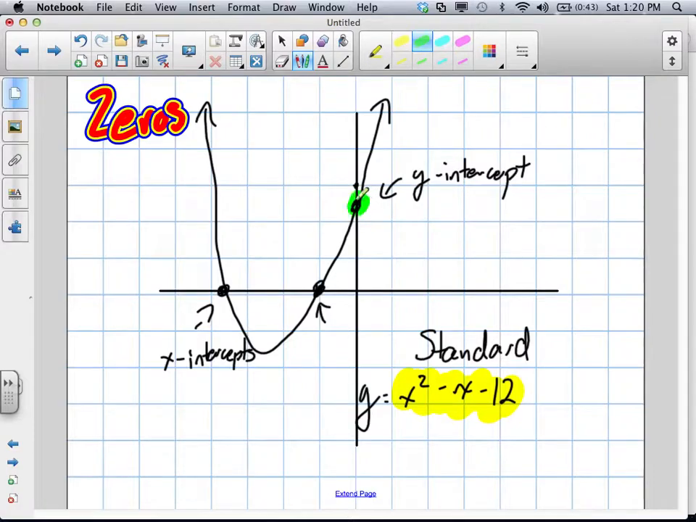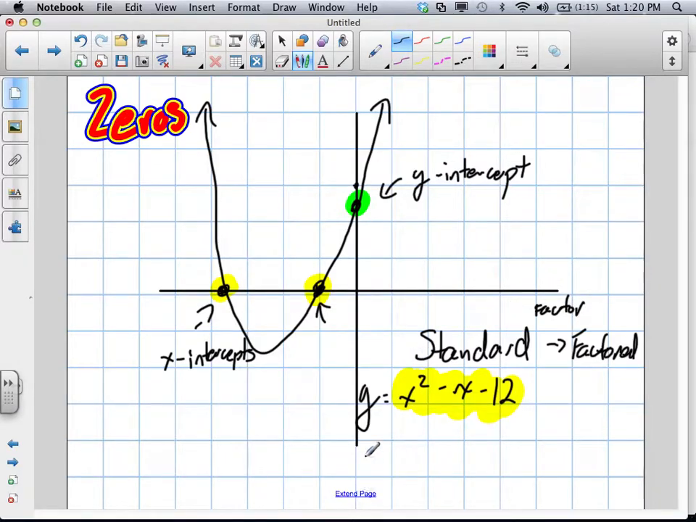This is a y-intercept, but it's not the zeros. Zeros are talking about x-intercepts. That's what that term stands for. And in order to find the zeros, we need to factor. We're in standard form, and we need to go to factored form. And in order to do that, you factor. It's right in the name.